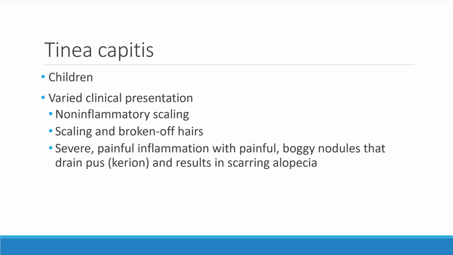Tinea capitis is often found in children with varied clinical presentations, including non-inflammatory scaling, scaling and broken off hairs, as well as severe painful inflammation with painful boggy nodules that drain pus. This is known as kerion and results in scarring alopecia.